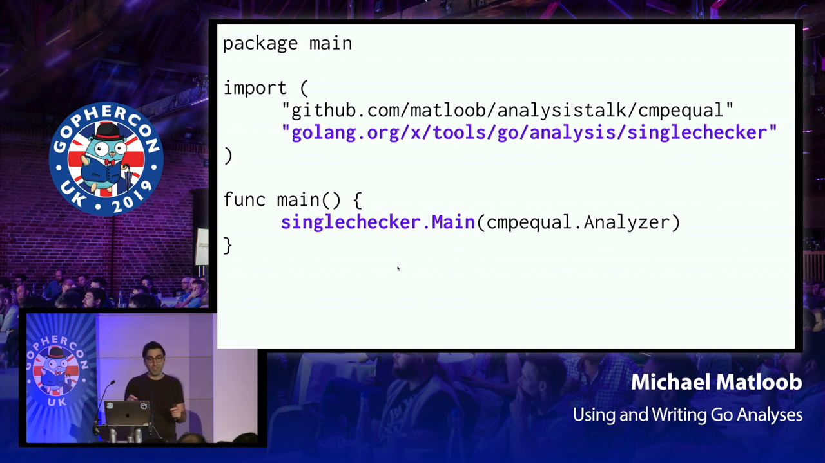We have single checker, which provides a main for your program. So this takes an analyzer value and does all the work. It has a bunch of flags that configure it. It'll read all your code. It'll parse it. It'll type check it. It'll run your analysis, any of the dependent analyses that you have. It'll produce the diagnostics, and it'll print them out for you to your terminal. It does all of that. All you need to do is provide your analyzer. This is the comp equal.analyzer, the value that we looked at earlier that provided the configuration for our analysis.